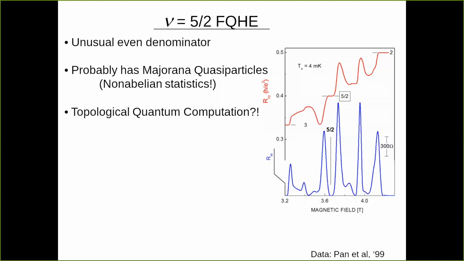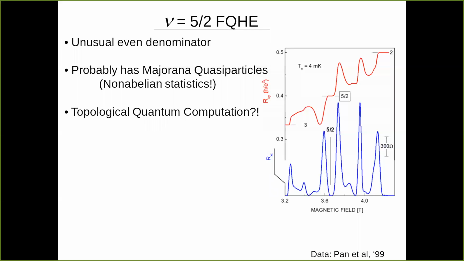So that, in principle, in someone's dream, you could do topological quantum computation. What's not controversial is that there is a nice plateau at nu equals 5/2 filling fraction and a great big dip in the longitudinal resistance. So there is a fractional quantum Hall state at 5/2. What is a little bit unknown is the nature of that fractional quantum Hall state. What phase of matter are we looking at?